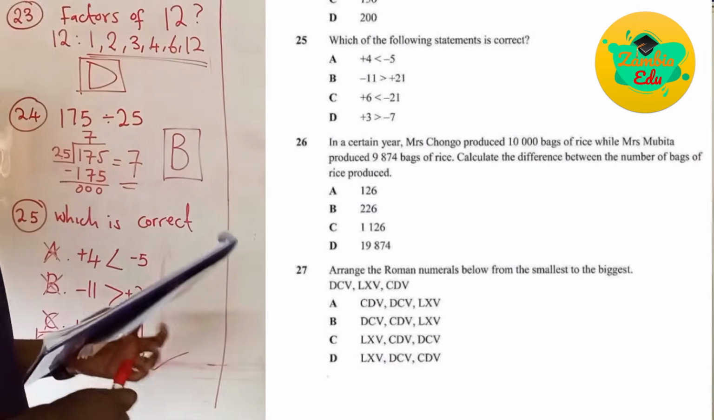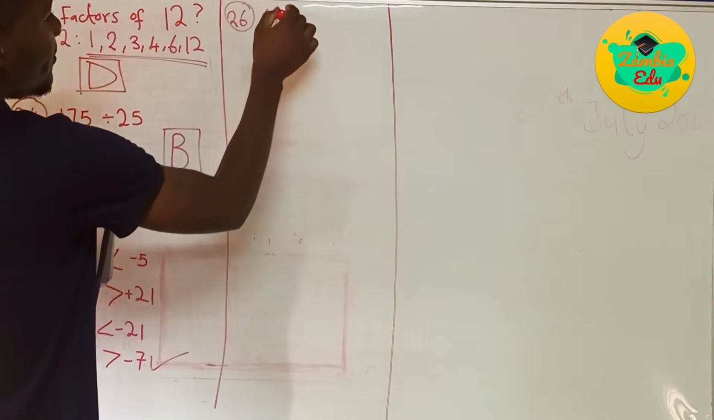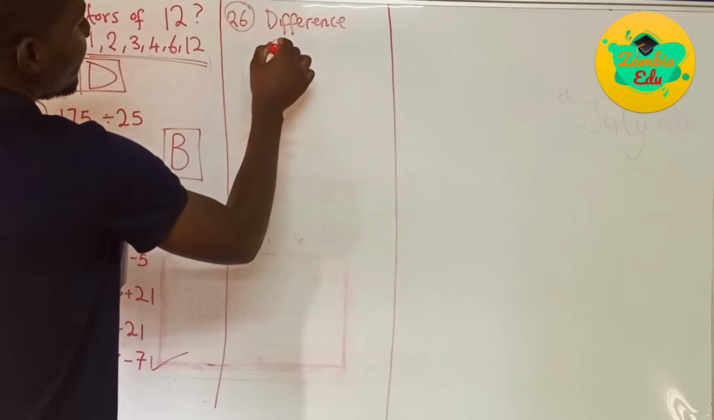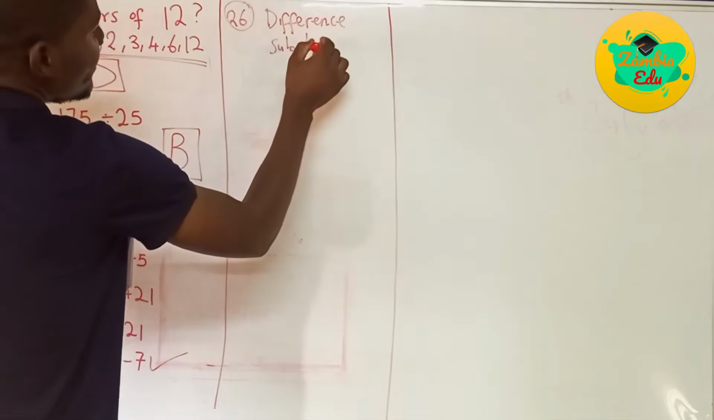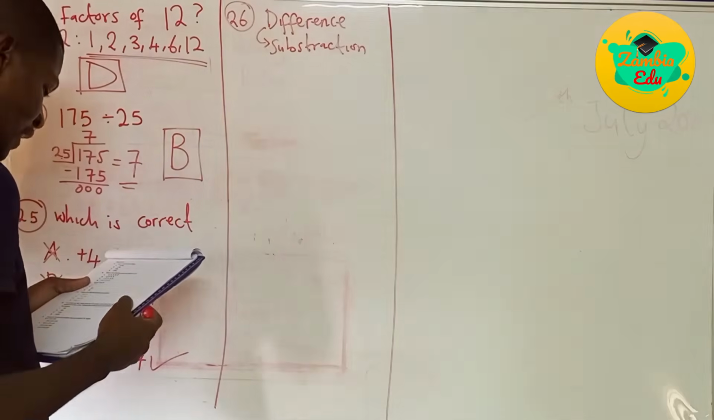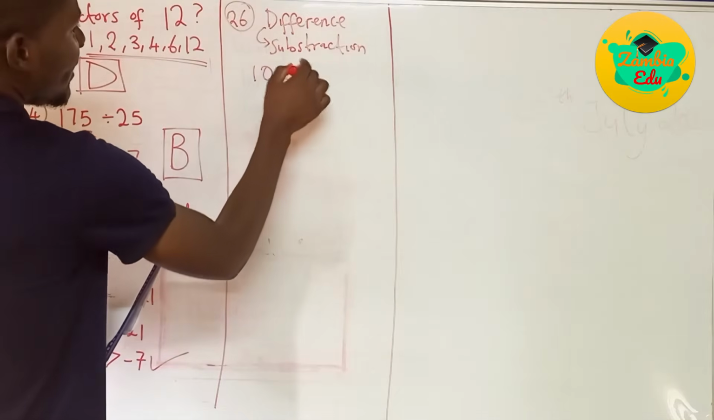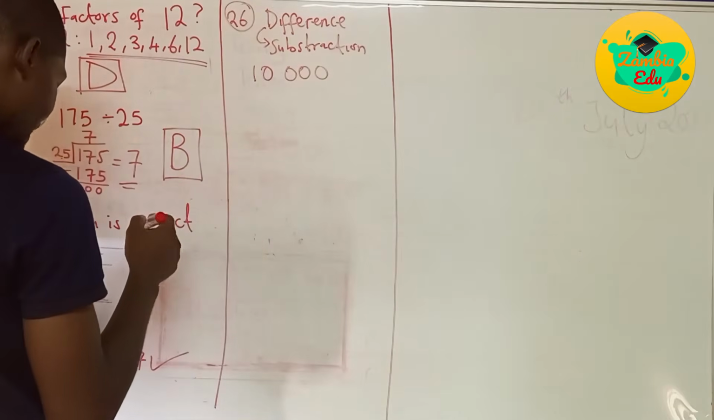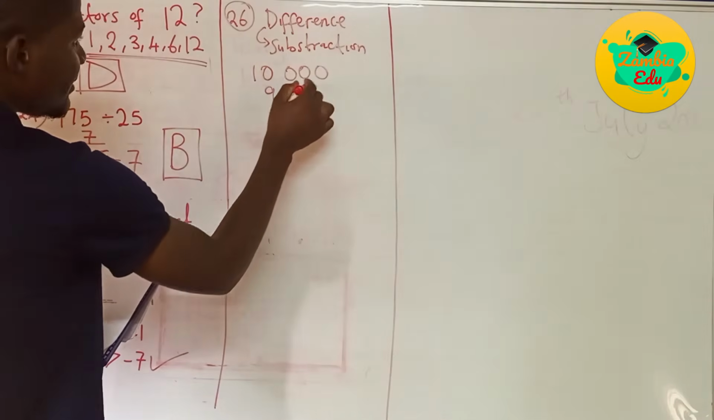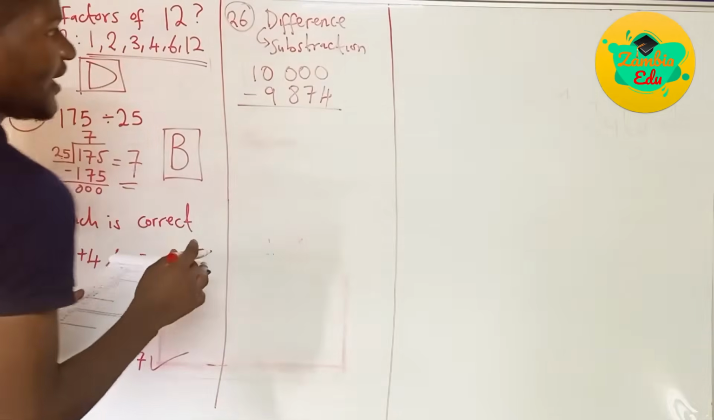So when we hear the word difference on question 26, the word difference means subtraction. So this is literally the same as that. If the first person had produced 10,000 bags, and the second person had produced 9,874 bags, what's the difference? So we introduce a subtraction sign there.